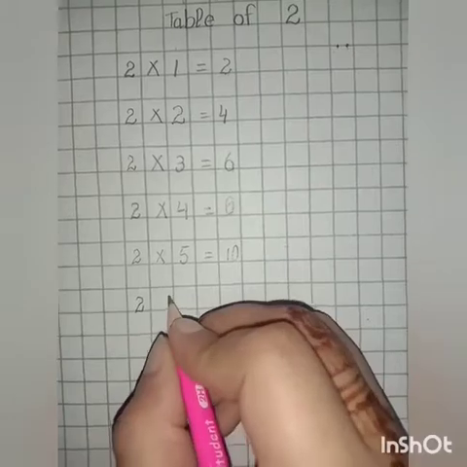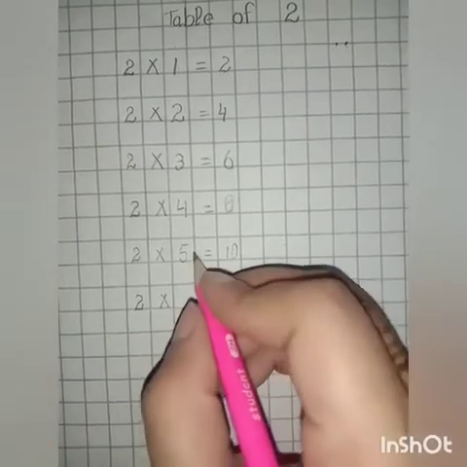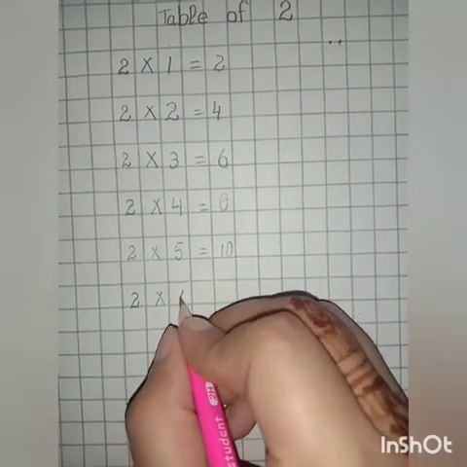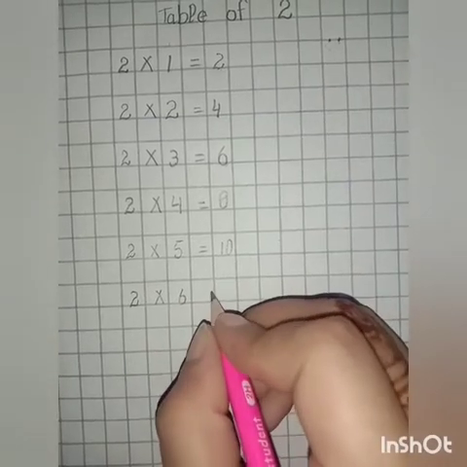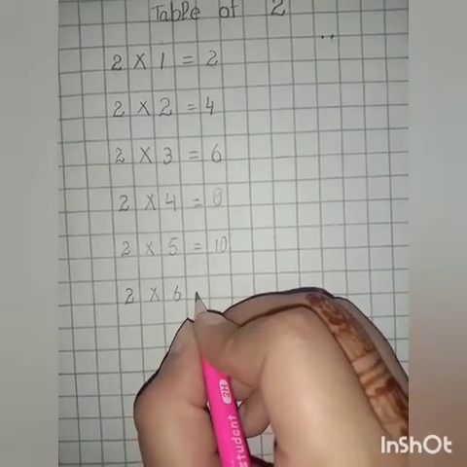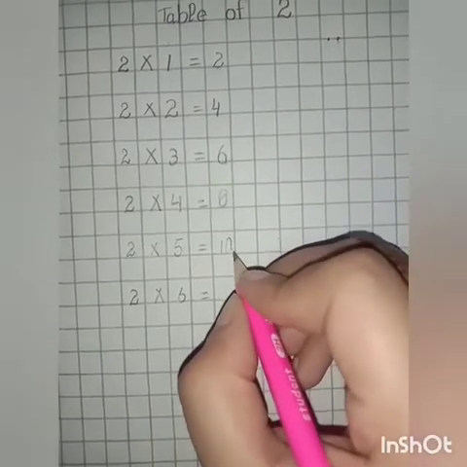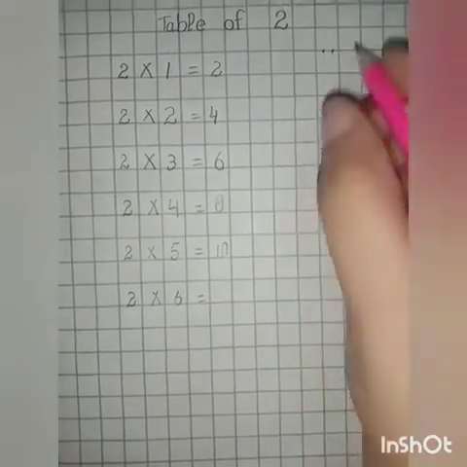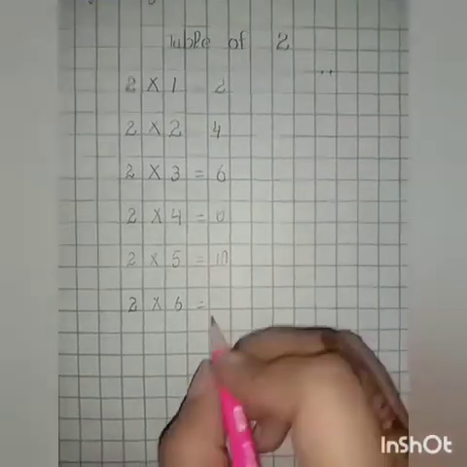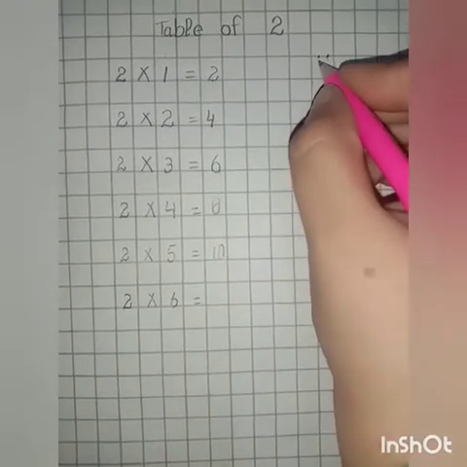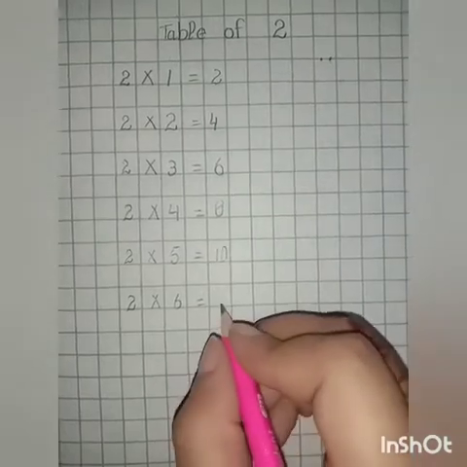Next one. 2. Sign of multiplication. After 5 came 6. Write here 6. Sign of is equal to. Then here we have the answer 10. We have to count towards 10 and add these 2 points in 10. 10, 11, 12. Write here 12.